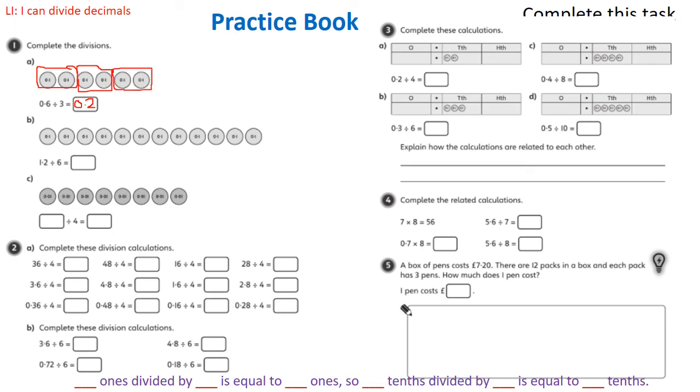So 0.1 plus 0.1 equals 0.2. You can have a go at B and D. They are exactly the same.